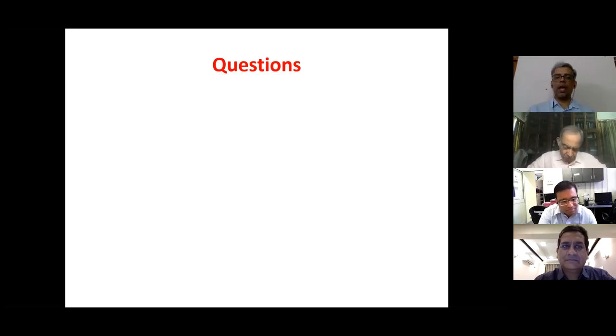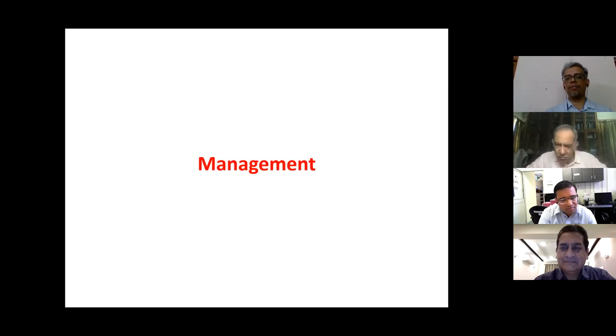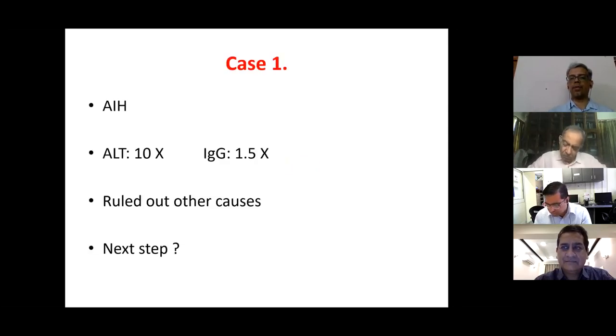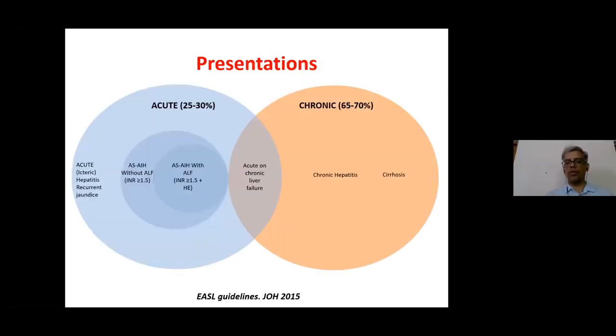Okay, good. So I'll move now to the next part of my talk, which is the management of autoimmune hepatitis. So coming back to our case, it was diagnosed as autoimmune hepatitis based on the clinical suspicion, laboratory parameters, positive autoantibodies, and a suggestive liver biopsy. You have ruled out all other causes. Now what? Do we treat?